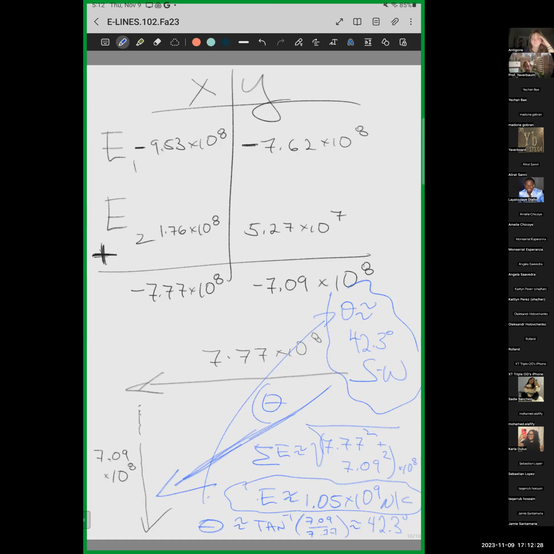And what this means at the end of the day is that if we put 1 coulomb of positive charge at the origin, it would be instantaneously pushed with this many newtons, 1.05 times 10 to the 9 newtons, in that direction, 42.3 degrees southwest. That's what all of this means. This is the force that's waiting to happen and waiting to be exerted on a positive 1 coulomb of charge that might arrive there. If a 2 coulomb positive charge arrived there, it would get pushed with twice as much force.